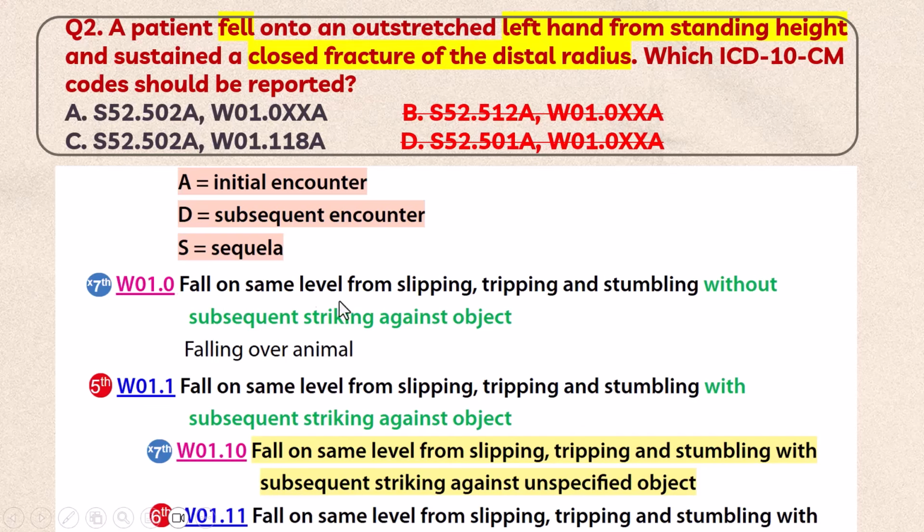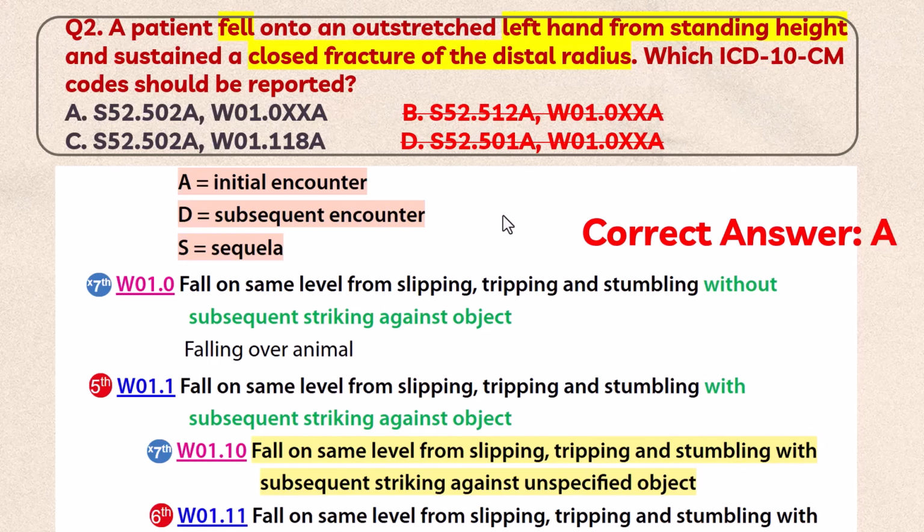W01.0, that is fall on the same level from slipping, tripping and stumbling without subsequent striking against object. Here also you have to use the 7th character. So there are 4 codes available. So for the numerical order, you have to add these 2 X's and A. That is for initial encounter. So the correct answer is A.